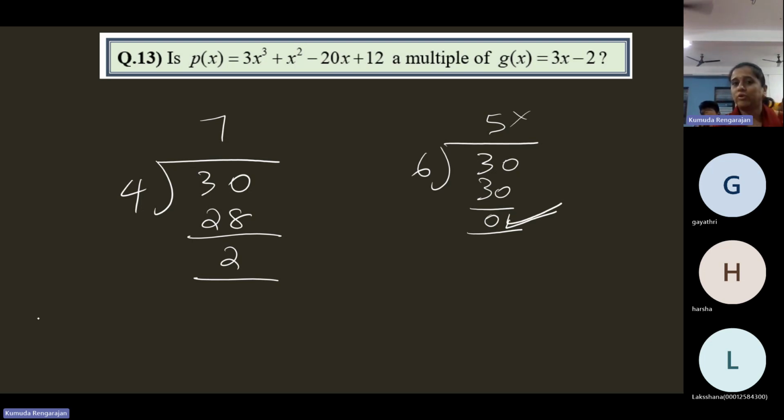The remainder can help you decide if the divisor is a factor of the dividend, or the dividend is a multiple of the divisor.